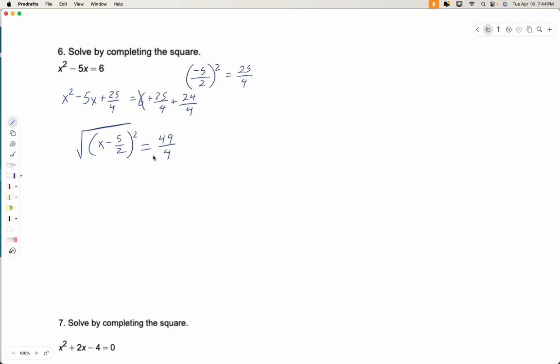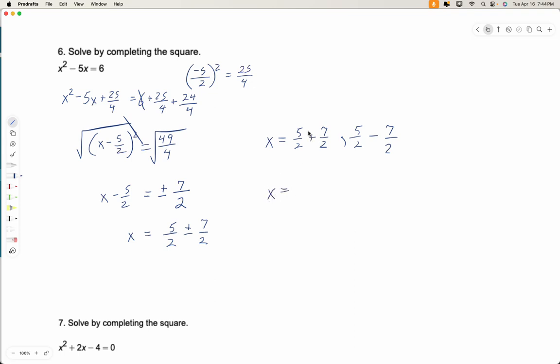So if I unsquare both sides, that cancels. X minus 5 over 2 is equal to plus or minus 7 over 2, because that's the square root of both of those. So now I add this to both sides. X is equal to 5 over 2 plus or minus 7 over 2. So that means that X is equal to either 5 over 2 plus 7 over 2, but it could also be 5 over 2 minus 7 over 2.